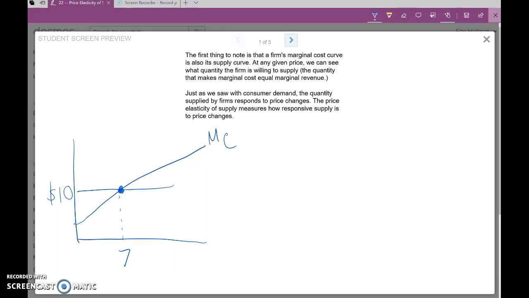So just as we saw with demand, the amount that a firm is going to want to supply depends on what the market price is, and different firms can have different responsiveness to price changes. So let's look at an example of that.